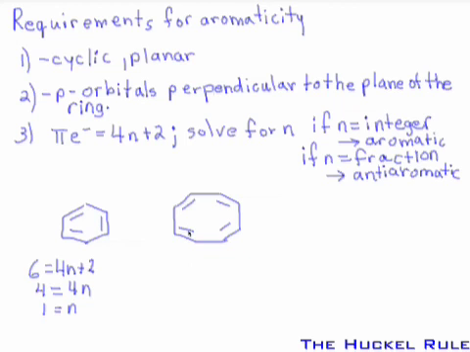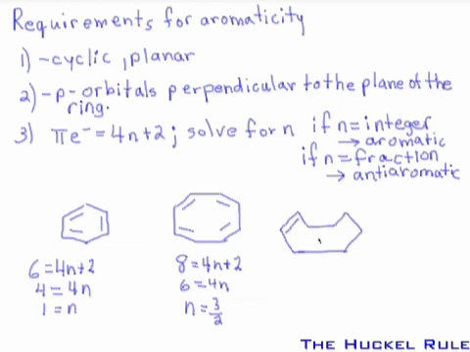Cyclooctatetraene, on the other hand, gives us 2, 4, 6, 8. 8 pi electrons. 8 = 4n + 2, 6 = 4n, or n equals 6/4, which is 3/2, or 1.5, which is a fraction. And hence cyclooctatetraene is anti-aromatic. It is not aromatic. In fact, because it isn't aromatic, the molecule actually adopts a puckered configuration. And we can place pi bonds thusly. And this is closer to a more accurate representation of the structure actually adopted by the molecule.